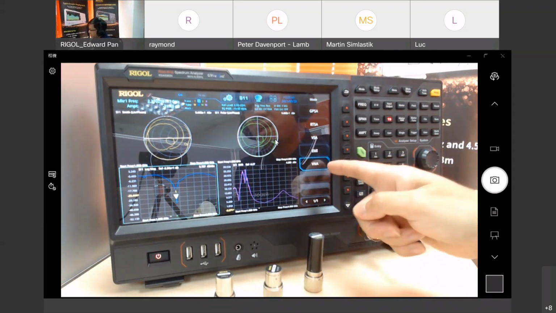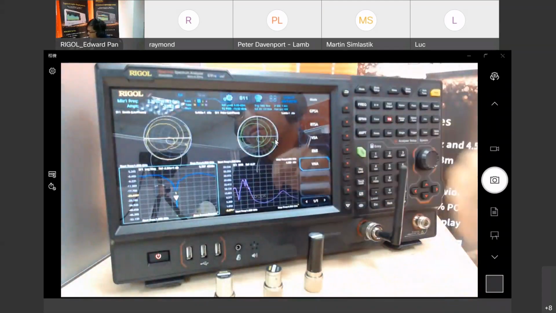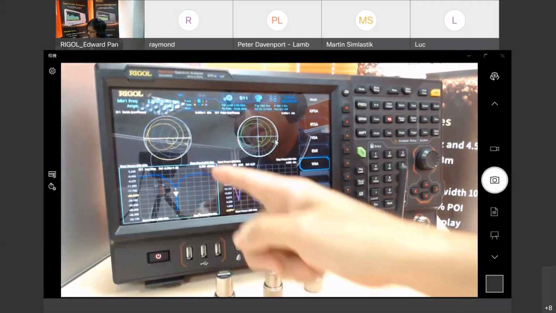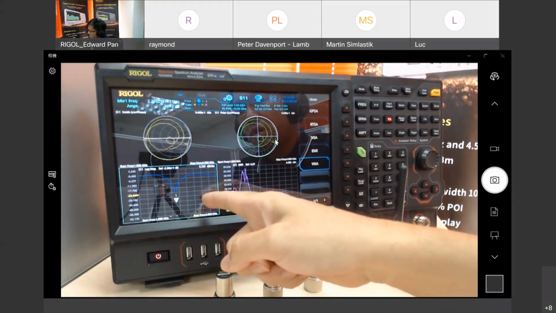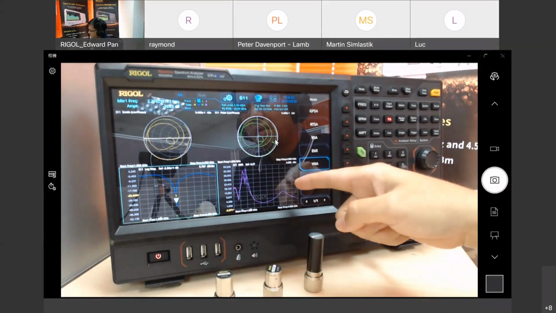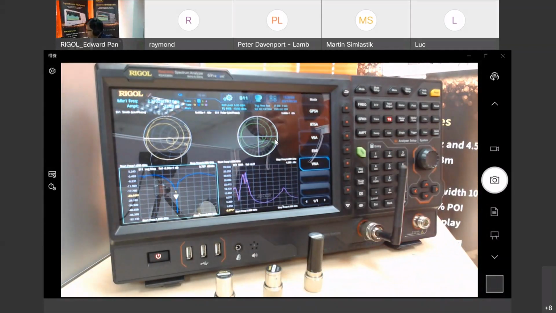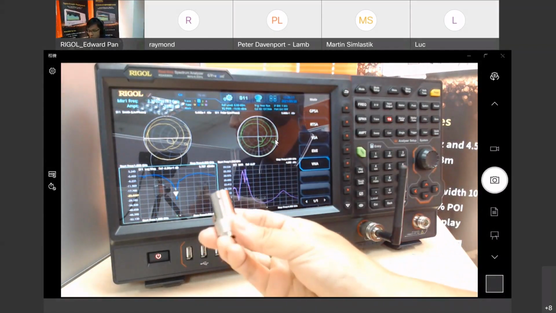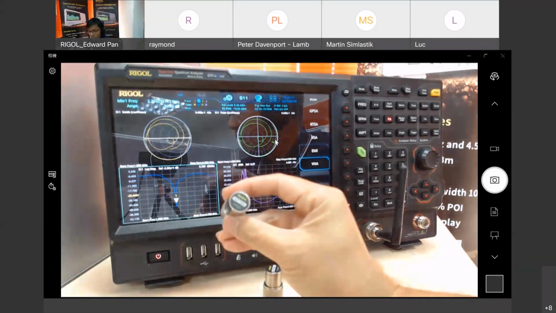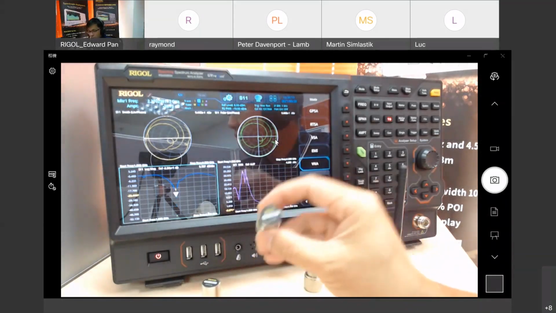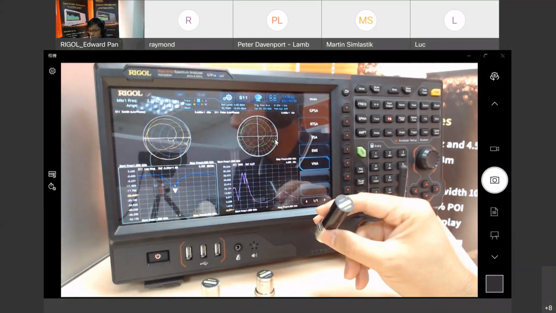And the vector network analysis is the fifth one. As you can see on the left-hand side of the screen, it includes the Smith chart, the polar chart, the VSWR spectrum, and the S11 parameter diagram. Yeah, it is very simple. We have dedicated three calibration kits here, so you can do the open calibration, through calibration, short calibration, and 50 ohm calibration.